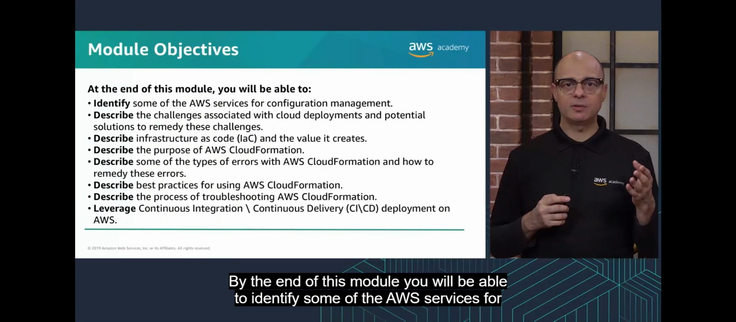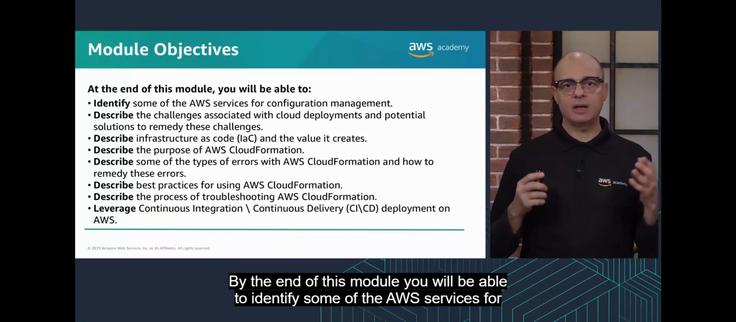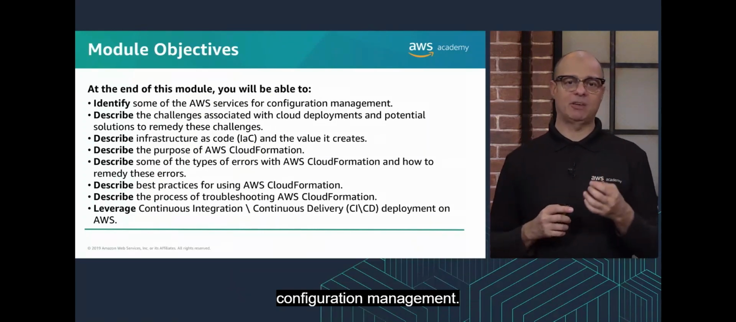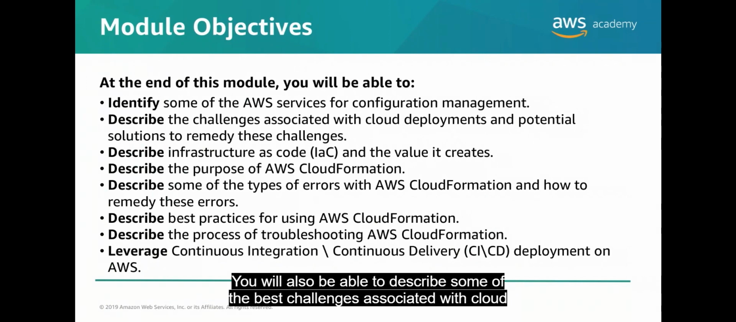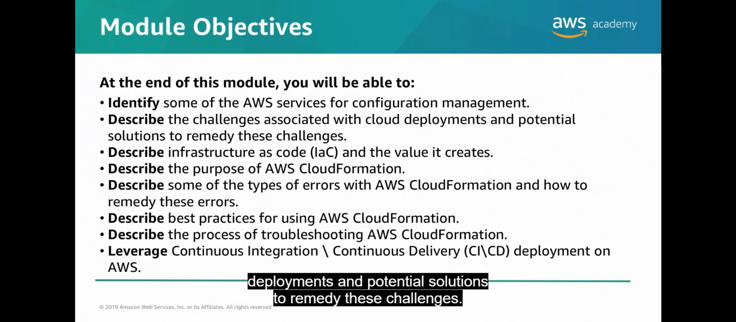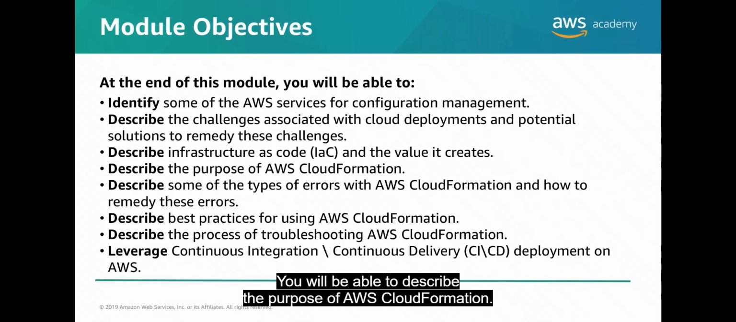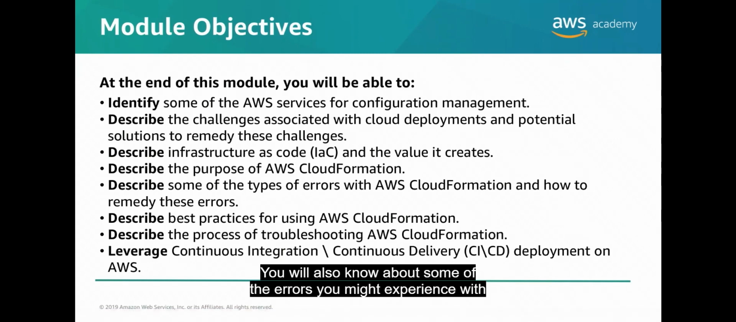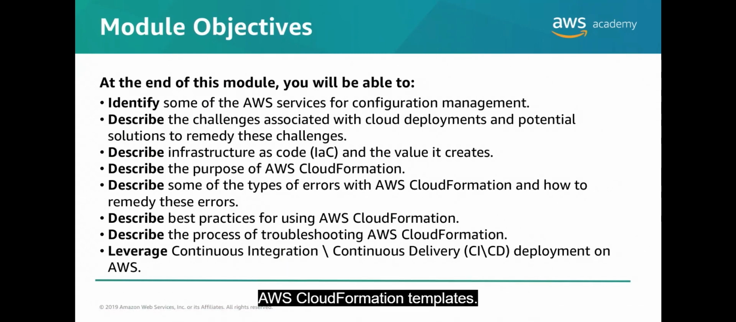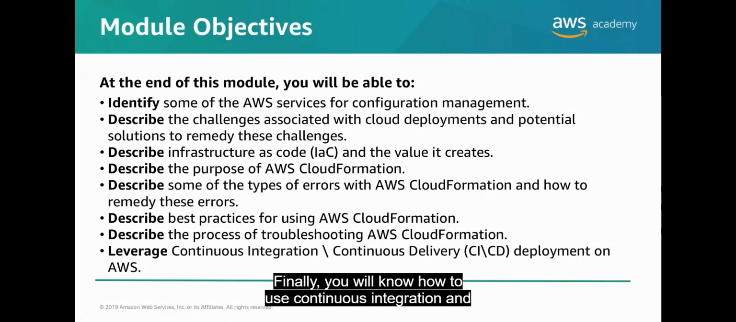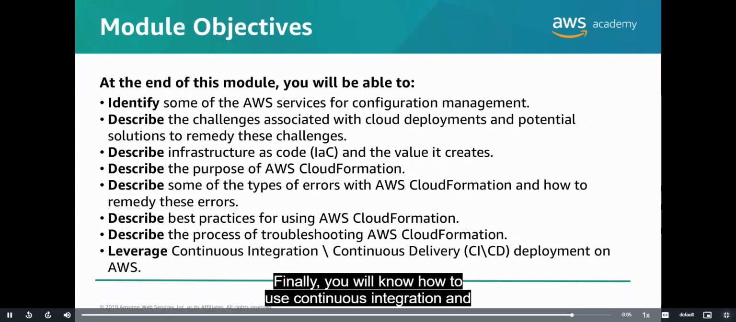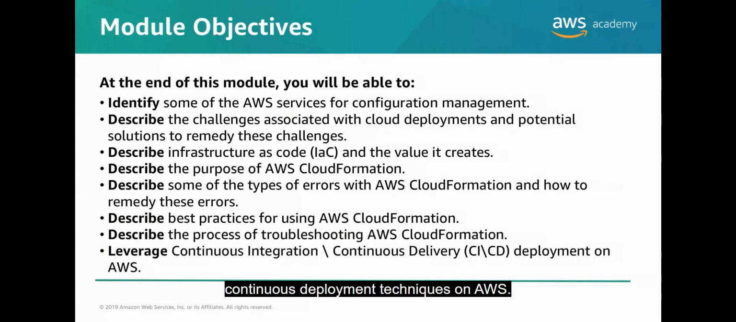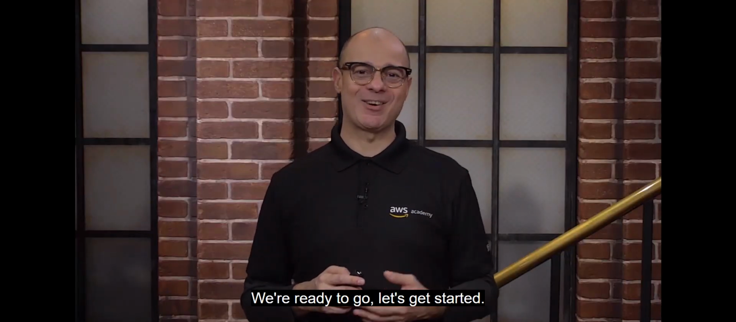By the end of this module, you will be able to identify some of the AWS services for configuration management. You will also be able to describe some of the challenges associated with cloud deployments and potential solutions to remedy these challenges. You will be able to describe the purpose of AWS CloudFormation. You will also know about some of the errors you might experience with AWS CloudFormation templates. Finally, you will know how to use continuous integration and continuous deployment techniques on AWS. We're ready to go. Let's get started.